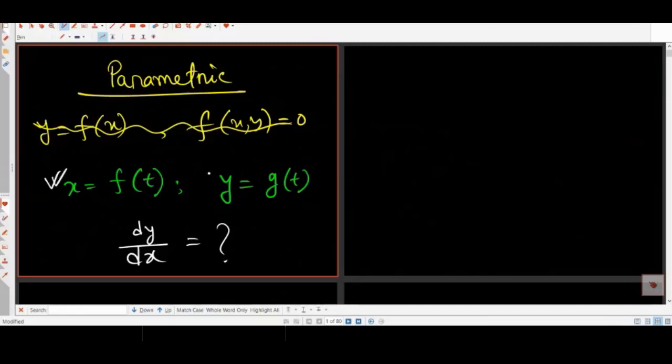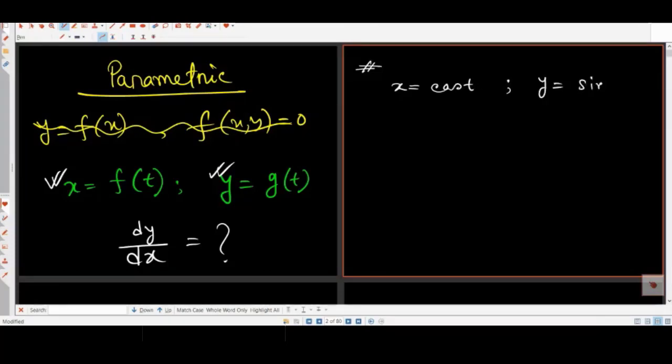So the function that we have here, x equals f of t and y equals g of t, is called a parametric function. And the equations x equals f of t and y equals g of t are called parametric equations. So we have to know how we can find the derivative of a parametric function. Suppose we have x equals cosine t and y equals sine t. So we have to find dy/dx from these equations.